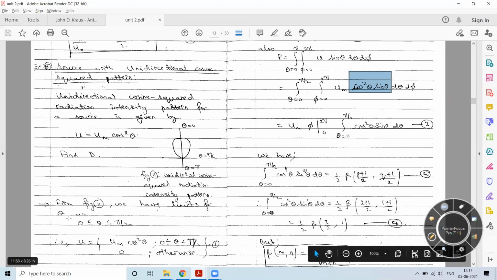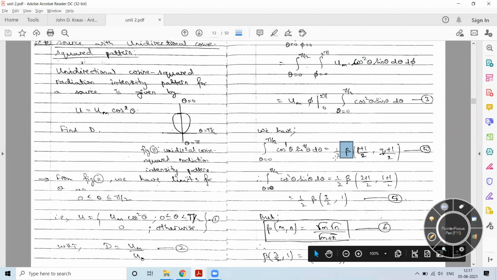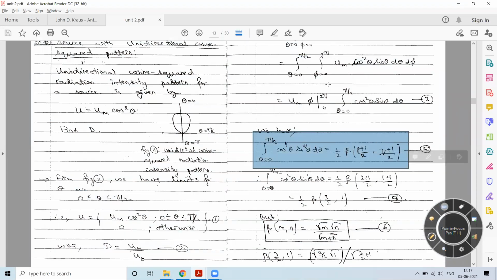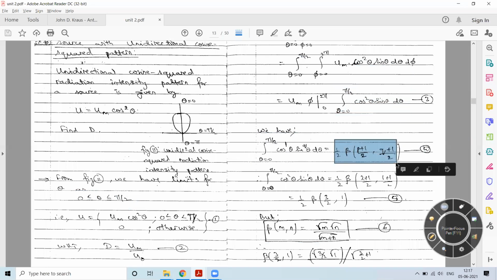Since you are looking at 0 to pi by 2, generally you have integration of theta in the range of 0 to pi by 2 with cos and sine. You can simplify this, or if you remember, you can use the beta and gamma functions. If you use them, the integration will be very simple. No need to do substitutions and other things. Just try to utilize these, and it will be pretty simple.